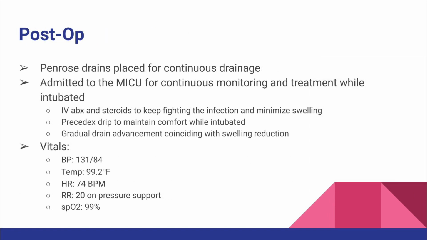Following his surgery and his Penrose drain placement, JD was admitted to the medical ICU for continuous monitoring and treatment while he was intubated. He was given IV antibiotics and steroids to keep fighting the infection and minimize the swelling. He was also on a Precedex drip to maintain comfort while he was intubated. The drains were gradually pulled out by the team, coinciding with the reduction in swelling. His vitals had also improved, with a blood pressure of 131/84, temp of 99.2, heart rate of 74, respiratory rate of 20 on pressure support on the ventilator, and an SpO2 of 99%.